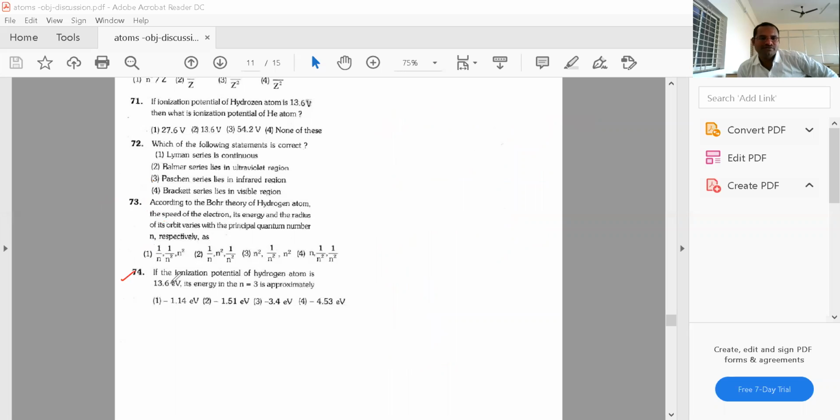Next, question number 74. If the ionization potential of hydrogen atom is 13.6 electron volt, then its energy at n equal to 3 is. What is the meaning of ionization potential? Ionization potential is nothing but the energy required to remove an electron from its ground state. It is called ionization potential, and the value is 13.6 electron volt. Okay. So then, what is the energy of the electron in the ground state? Minus 13.6 electron volt energy will be there for the electron in the ground state.